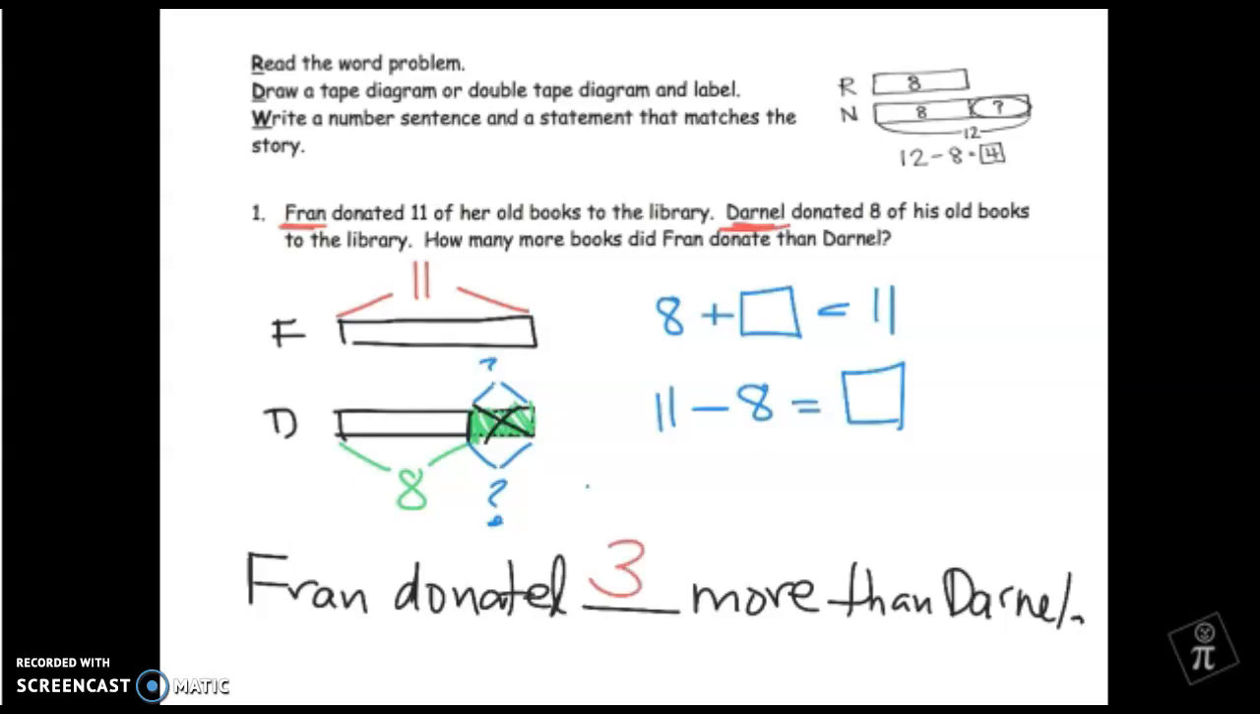Now, parents and teachers, it's up to you to let your students decide whether they're going to think of it as an addition problem or a subtraction problem. They both, of course, work. The idea, for this lesson, is we're going to be practicing drawing our tape diagrams. So I'm going to focus for the remaining videos, or slides, on drawing the picture and less on the math.